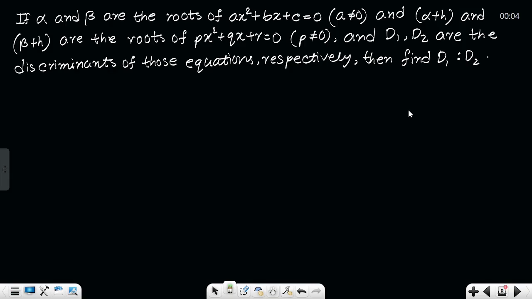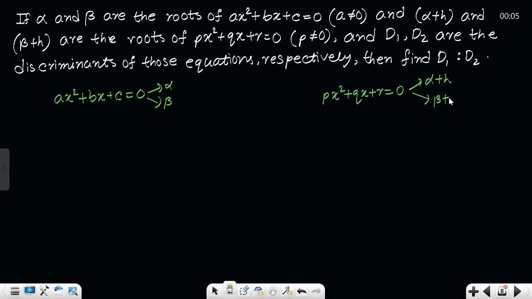Okay, so let's start. Now, what we need to do here? Actually, what formula you want to apply here, that is the main thing. So let us take the first equation, ax square plus bx plus c equal to 0, its two roots are alpha and beta given. And our second equation is px square plus qx plus r equal to 0, whose two roots are given, alpha plus h and beta plus h.